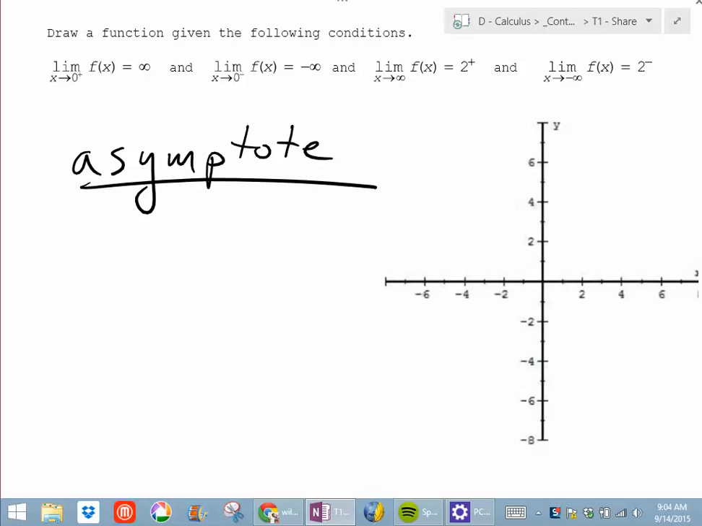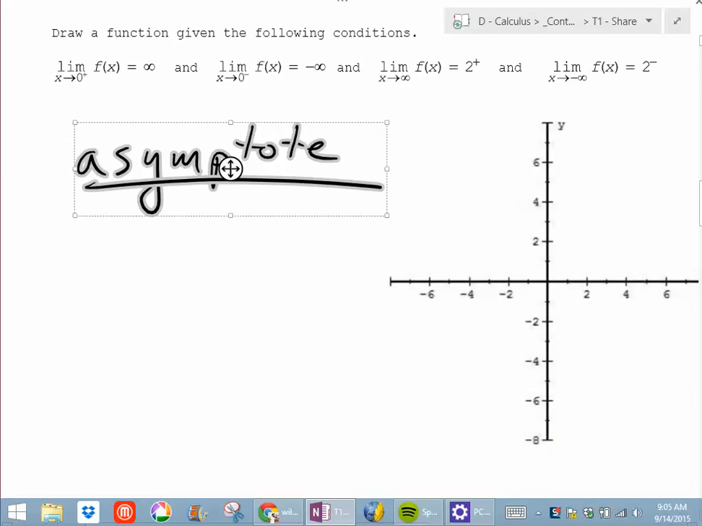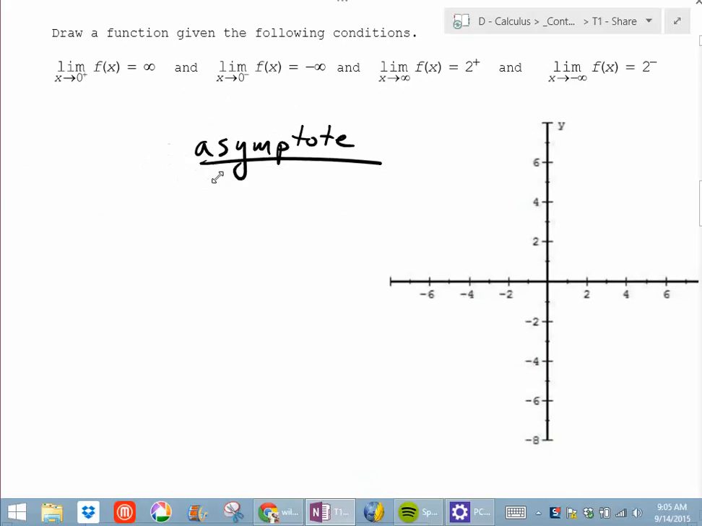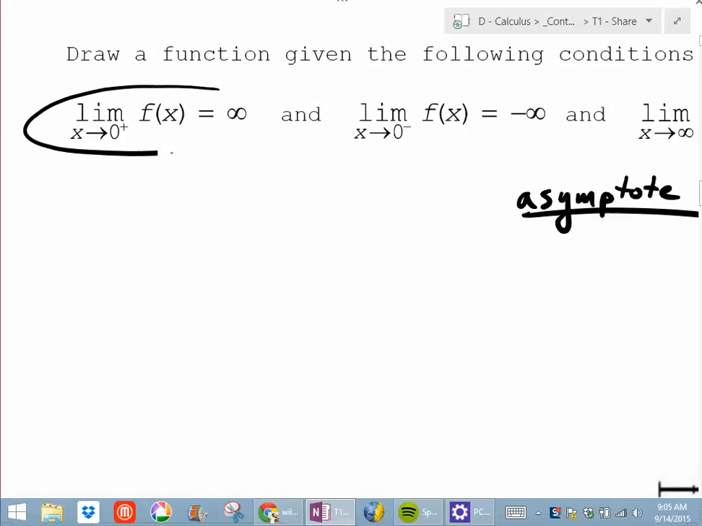We're going to see lots of asymptotes. Before I describe exactly what they are, let's talk about the pieces of terminology that go into understanding what they are. How many people have at least heard that word before? Nice. So we'll look at this question right here. It says, draw a function given the following conditions. The first thing you have to do is understand what those conditions are. Can anybody read that first one out loud to me?